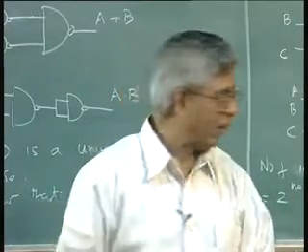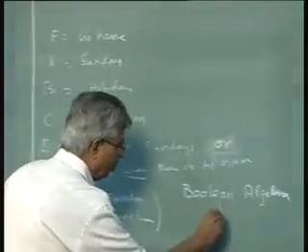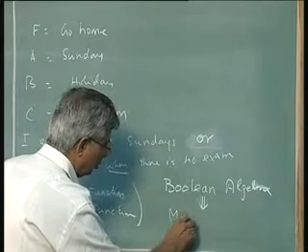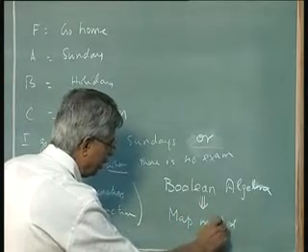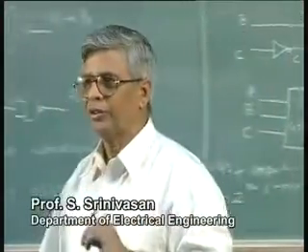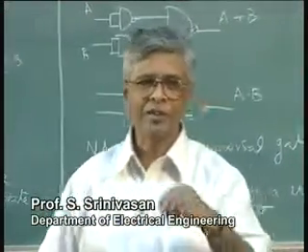So there is another thing. This is the algebraic method, the other is called the map method. From here we will go to the map method, where you can do a graphical simplification of getting the simplest possible solution for a given Boolean function. These two things we will see. Boolean algebra we will see quickly.